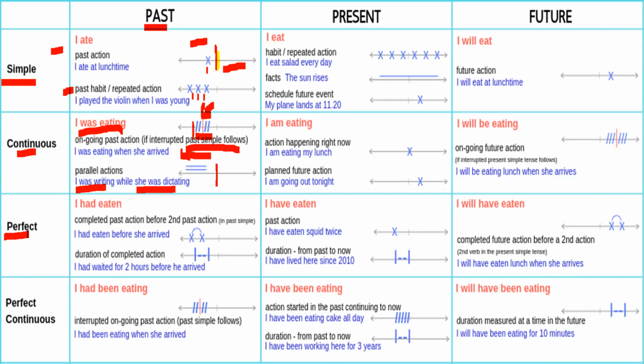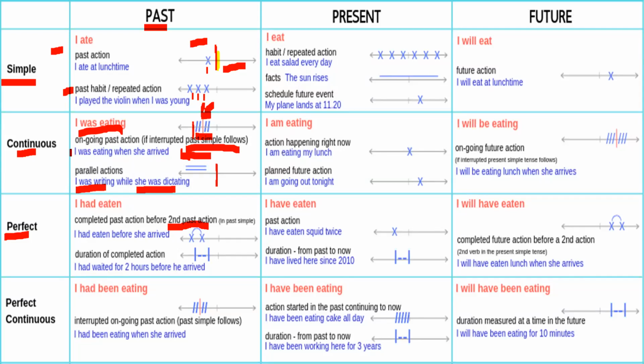The third one, perfect, past perfect, I had eaten, a completed past action before a second past action. I had eaten before she arrived, or a duration of a completed action, like I had waited for 2 hours before he arrived.